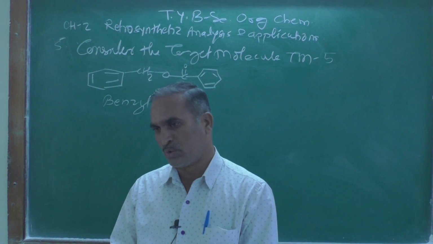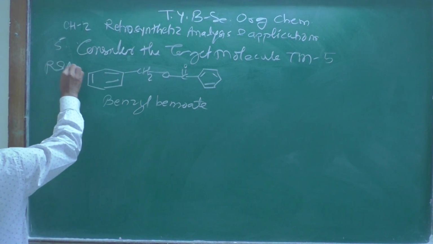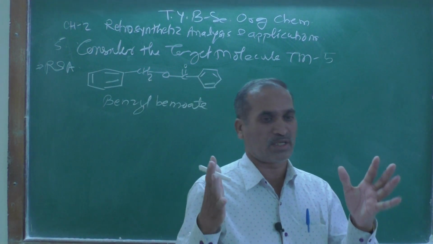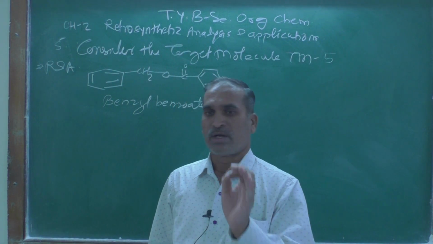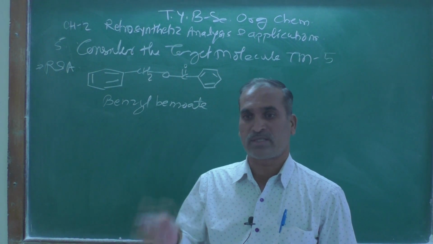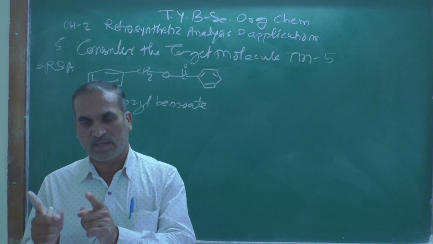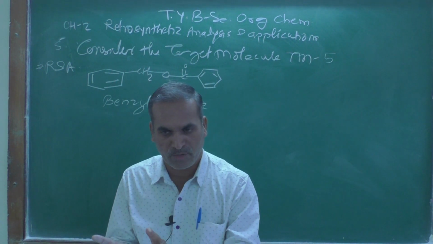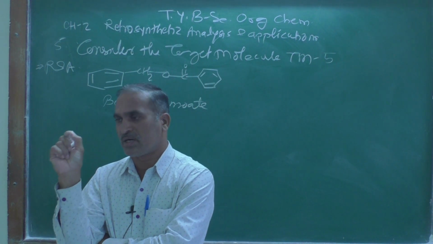Now I already told you that the first thing is to do the retrosynthetic analysis. Retrosynthetic analysis is the process of breaking down the target molecule into convenient starting materials using disconnection and functional group interconversion. And the first point is to observe this target molecule carefully and identify the functional group present in it.